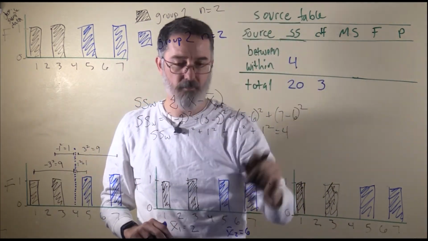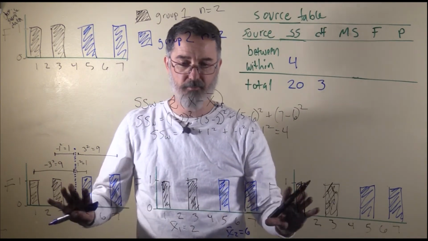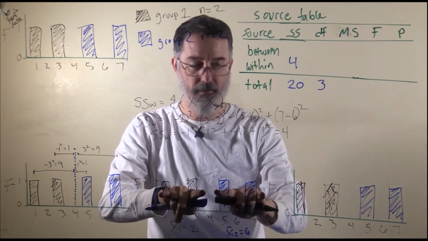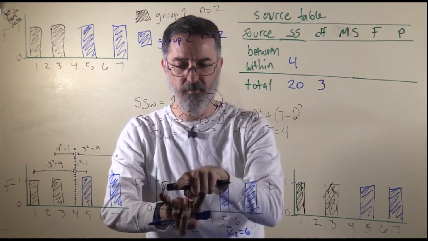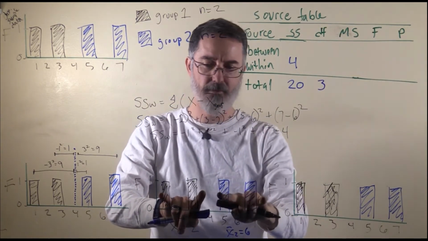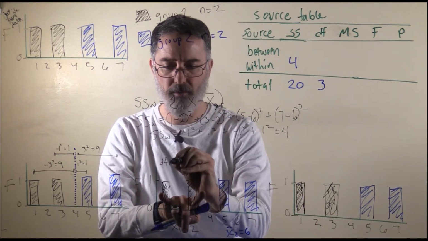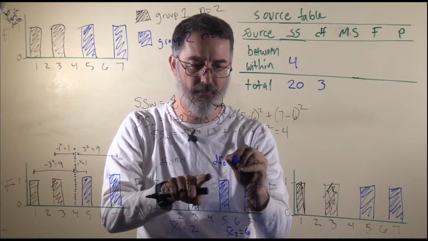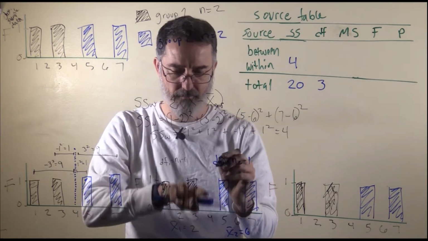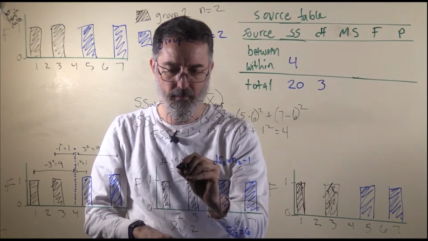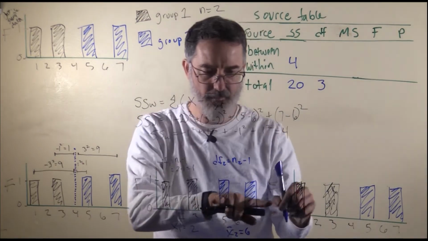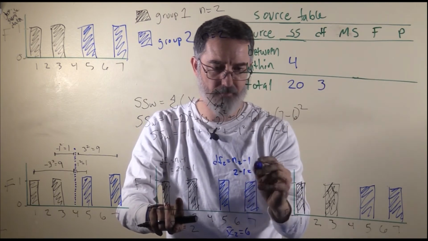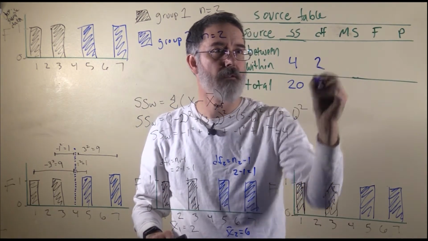And for our degrees of freedom within, recall from when we did this before, we created a separate variance estimate for each group. So for our degrees of freedom within, we want the degrees of freedom within this group, and we'll add that to the degrees of freedom within this group. So here we have degrees of freedom 1 equals n1 minus 1, and for this one, degrees of freedom 2 equals n2 minus 1. There's 2 in group 1, 2 minus 1 equals 1. There's 2 in group 2, 2 minus 1 equals 1. So we have 1 degree of freedom from this group, 1 from this group, so our total degrees of freedom is going to be 2.